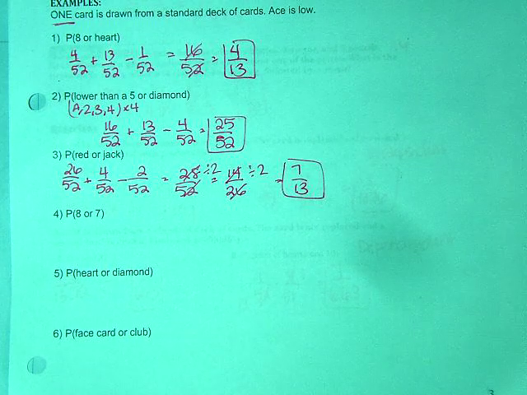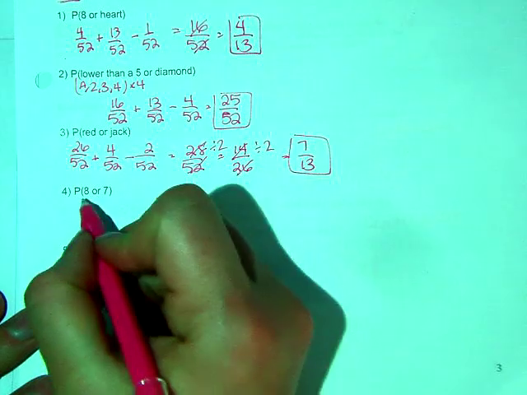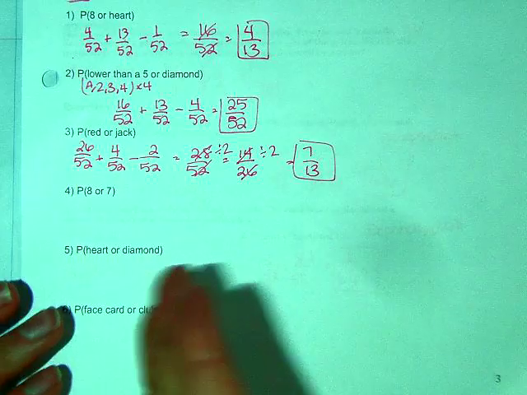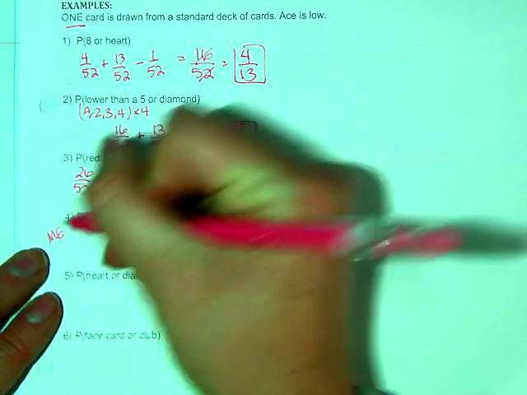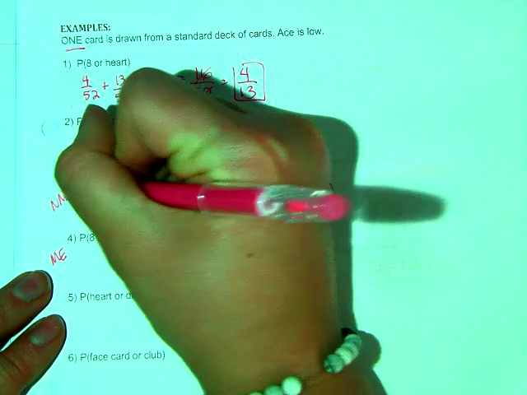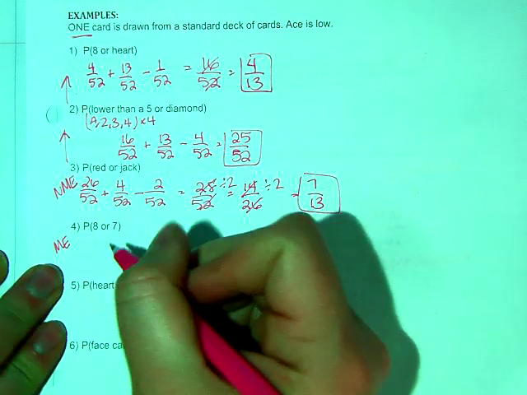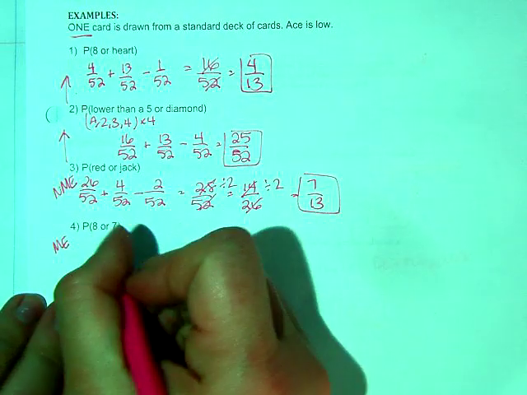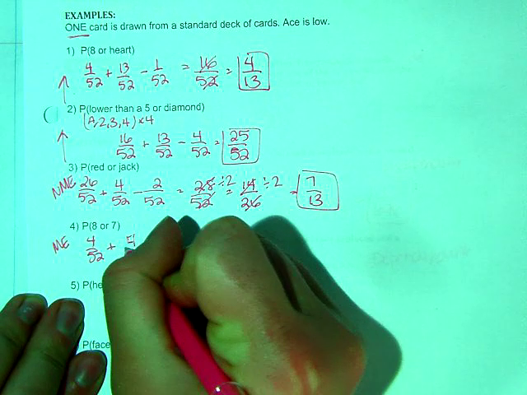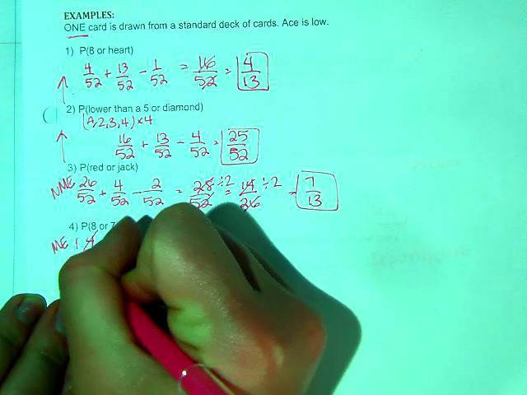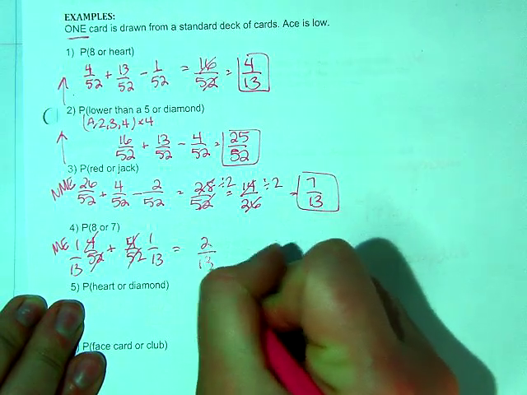An 8 or a 7. Okay, so an 8 or a 7. Let's see, can an 8 be a 7? No, so these are mutually exclusive. These other ones that we've been doing so far are not mutually exclusive. So this is mutually exclusive, so we're just going to add, no subtracting. An 8 is 4 out of 52, plus a 7 is just 4 out of 52. So I can simplify that to 1 over 13, and 1 over 13, and since they have the same denominator, I get 2 out of 13.